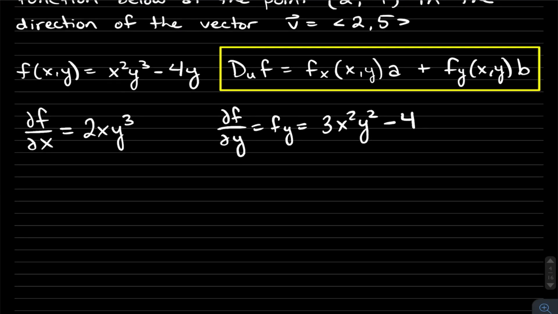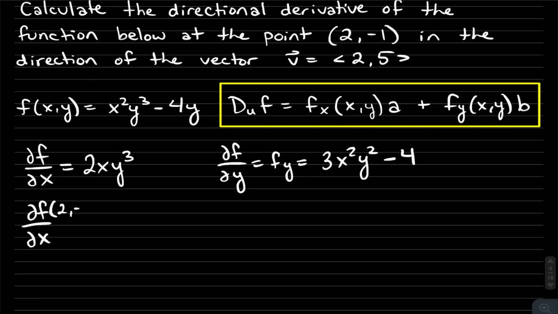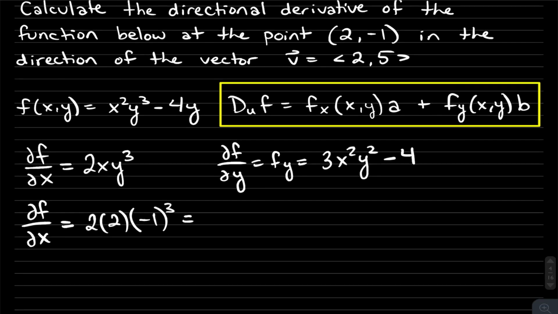So df/dx at, you could write at (2, -1), if you really want to, but it looks kind of ugly, so I'm just going to get rid of that. Equals, we have a 2 times a 2 times a -1 cubed, which is going to give us -4.